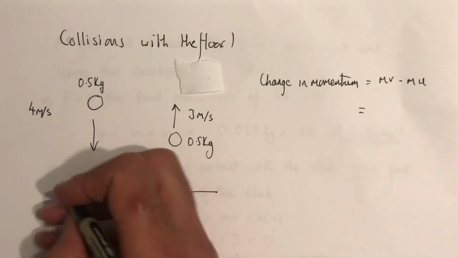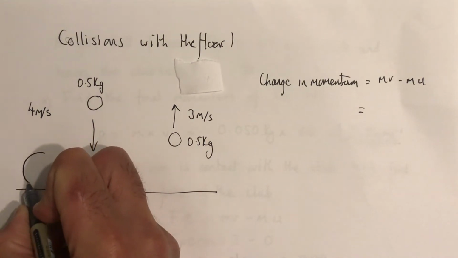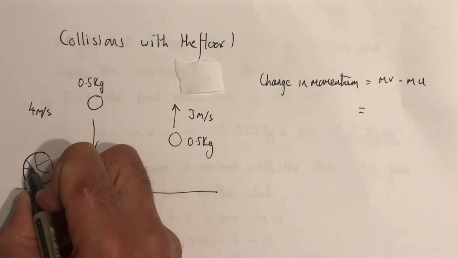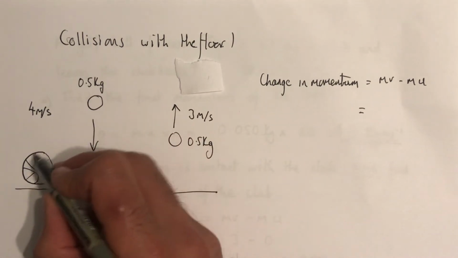Maybe this is not perfect. Maybe I should have drawn the basketball tiny, almost about to hit the floor, sort of like this. But I thought if I do that, I won't have enough room to get the arrow in. So that's why I've done it like this.